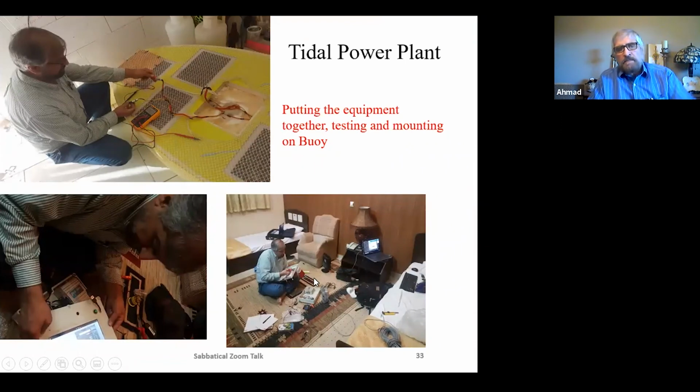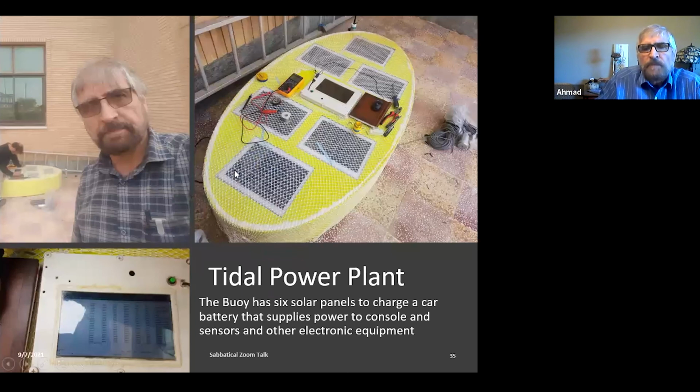And again, in the hotel, we put all the equipment together and mounted it on this buoy. This buoy has 6 solar panels. A car battery would supply power to our electronics and sensors, and the solar panels will charge the battery during the time that the system is working. Everything is working and ready to take.